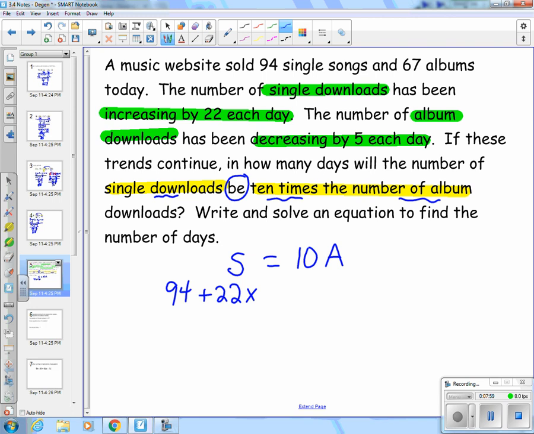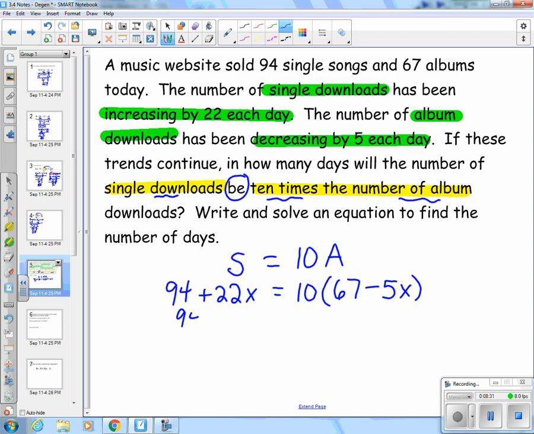94 singles plus 22 every day. And then we have 10 times the number of albums. Well, the number of albums is decreasing 5 each day, and we know that there are 67 albums. So 67, and it's decreasing, meaning subtraction, 5 every day, and we want that to be 10 times that number of downloads. So we have our equation, which involves some distributive property and variables on both sides.